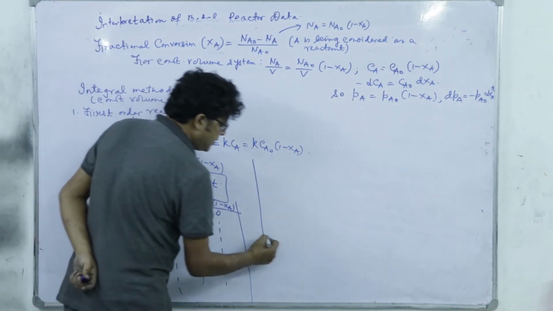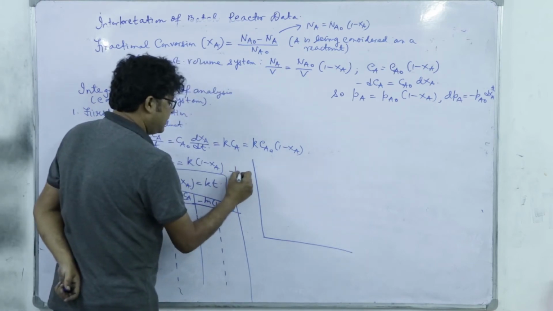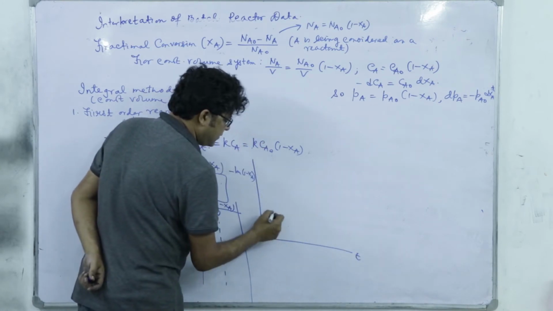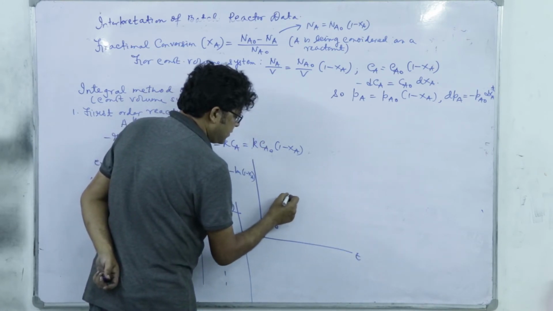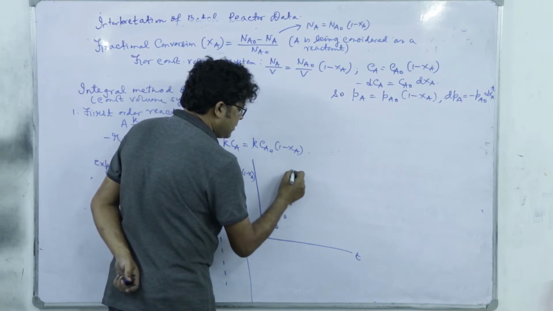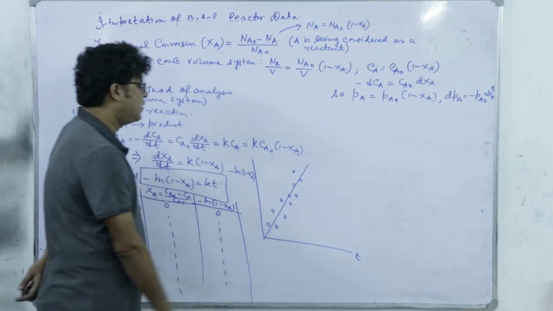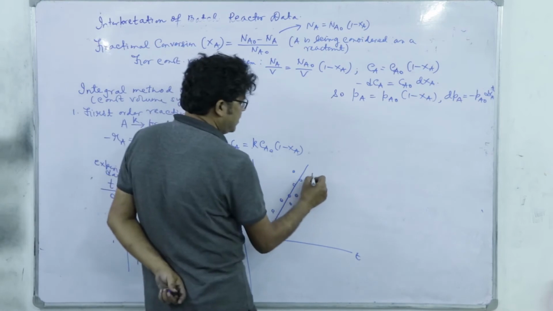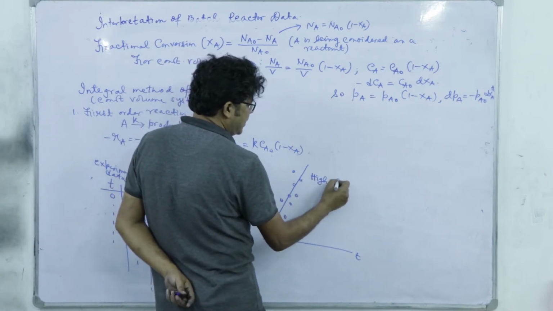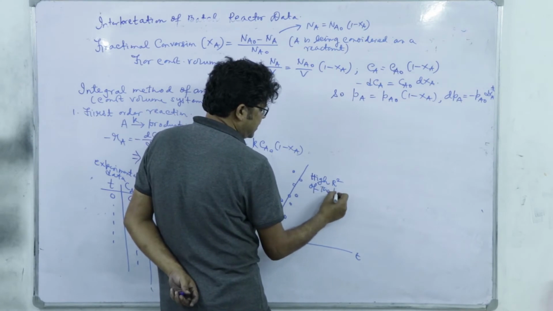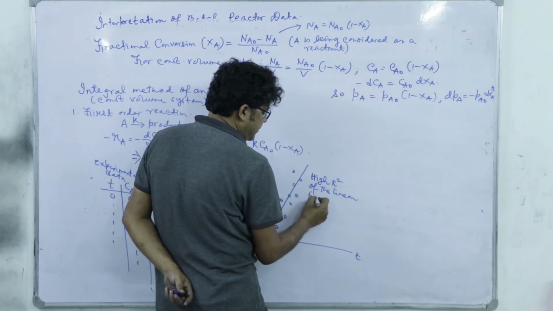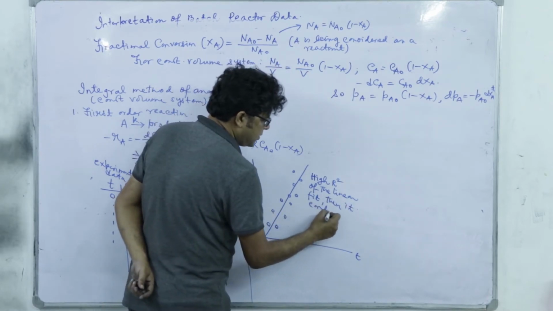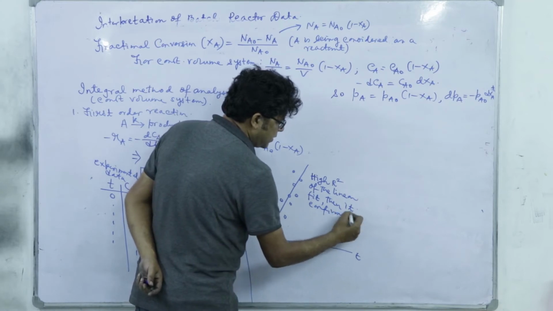And we will plot this data as minus ln of 1 minus Xa versus t, and say these are the scatter plots. If it is first order, the best fit line must be a straight line passing through the origin. So if we have a high R square of the linear fit, then it confirms the first order kinetics.